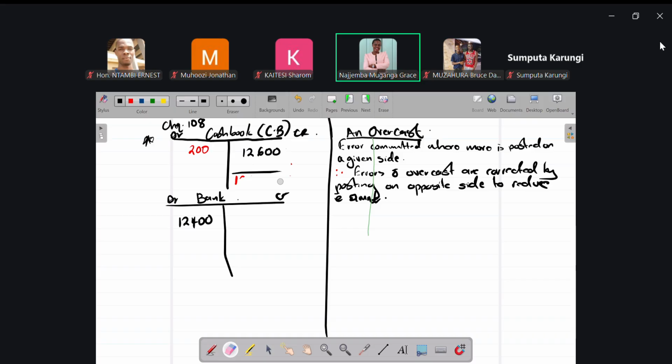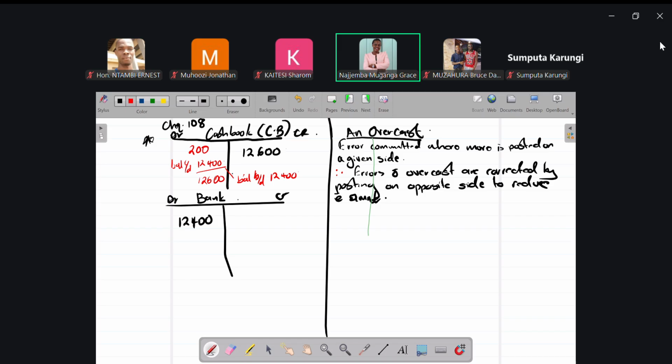Let's see. Imagine an account like this. Let's balance off. Total on the debit, 200. Total on the credit, 12,600. Balance carried down will be 12,400. So here it will balance with 12,600. Then the balance brought down will be 12,400.